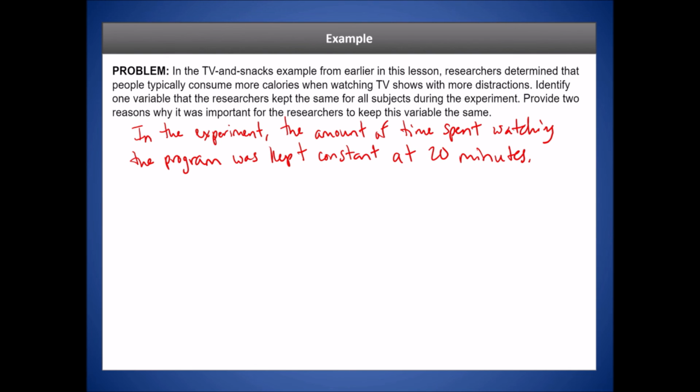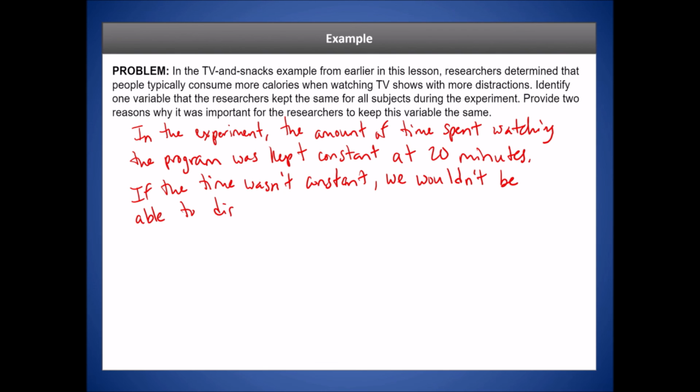Okay, so the first reason we'll discuss is that if the time wasn't constant, right? So if the time wasn't constant, we wouldn't be able to discern whether the calorie consumption was due to the time watched, or due to the program.